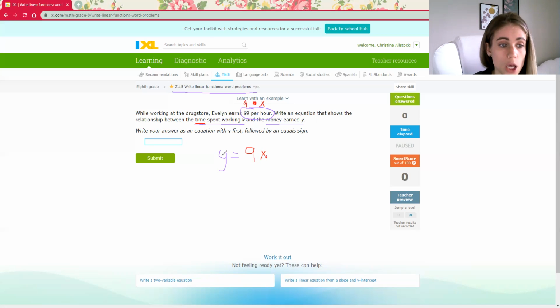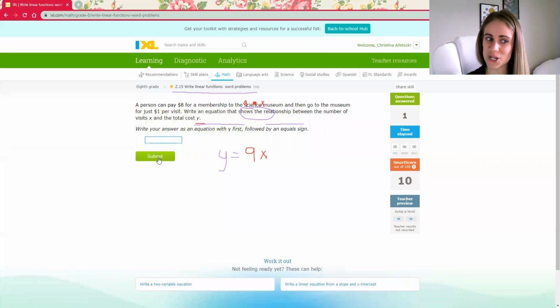So Y, which represents the money earned, equals $9 per X hours. Yep, that seems to match everything. All right, let's type that into IXL and see if we're good to go. And be careful when you type it in because you don't want to accidentally put a plus sign instead of an equal sign or something like that because then it'll mark it wrong. So you gotta be careful. And we're good to go.